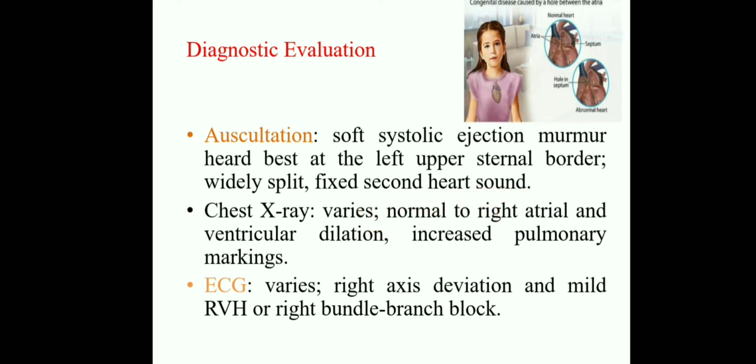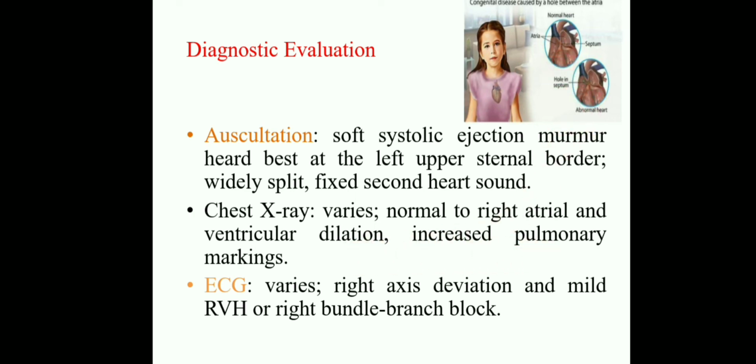Whenever we are checking auscultation, the systolic ejection murmurs we will clearly hear at the upper sternal border. Okay, and next, coming to the diagnostic evaluation, that is chest x-ray. It varies from normal to right atrial and ventricular dilatation, and increased pulmonary markings are there, because on the left heart side, the left ventricular overload is there, no? So increased pulmonary marking also we will identify.